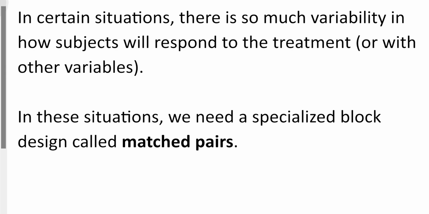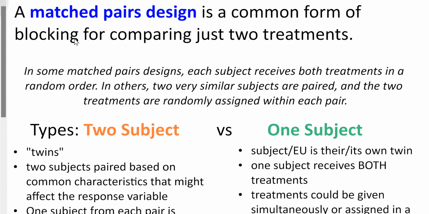Now, in certain situations, there's so much variability in how subjects will respond to the treatment or with other variables. So in these situations, we need a specialized block design called matched pairs. It's a common form of blocking for comparing just 2 treatments. So in some matched pairs designs, each subject receives both treatments in a random order. In others, 2 very similar subjects are paired, and the 2 treatments are randomly assigned within each pair.